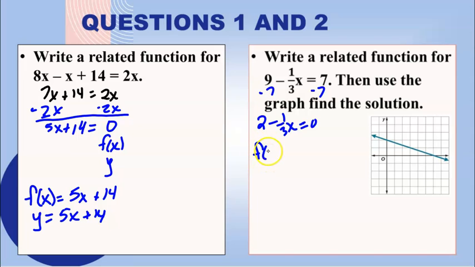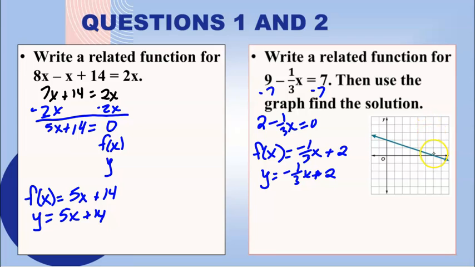So I would have f of x equaling, and since I want to put it in slope-intercept form, I'm going to put my x term first. So that would be a negative 1/3 x plus 2. Or you can put it as y equals a negative 1/3 x plus 2. Now if you were to still keep it as f of x equaling 2 minus 1/3 x, that is still the same. Now the question is, use the graph to find the solution.